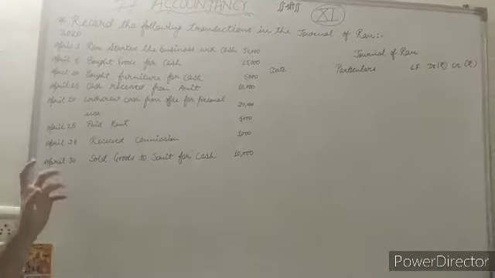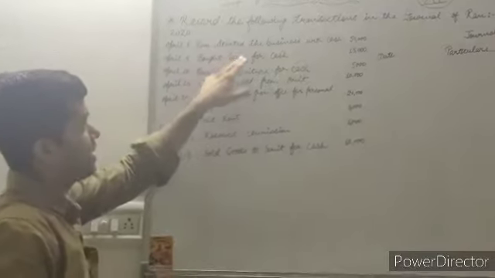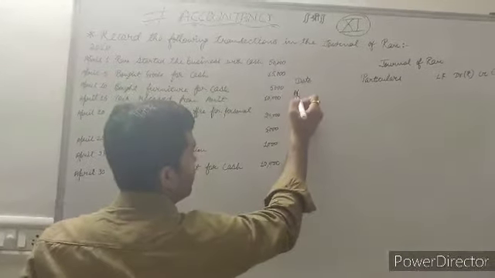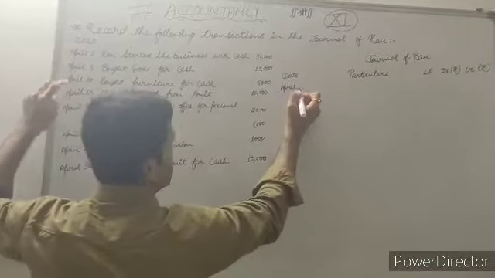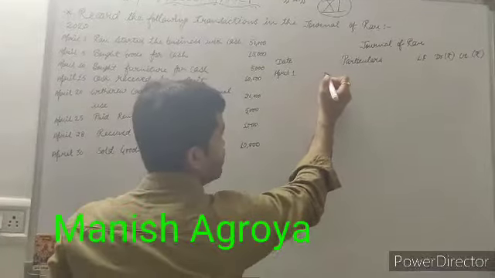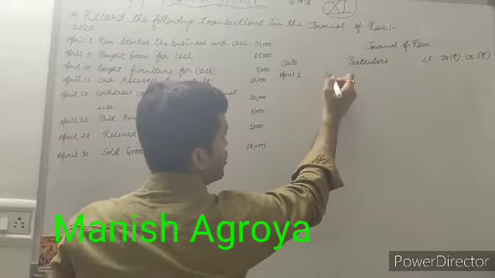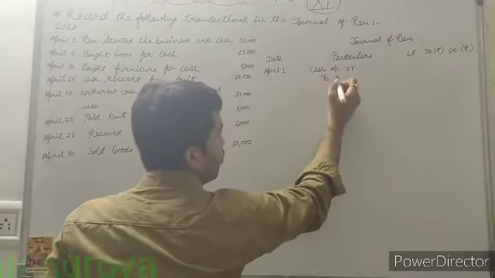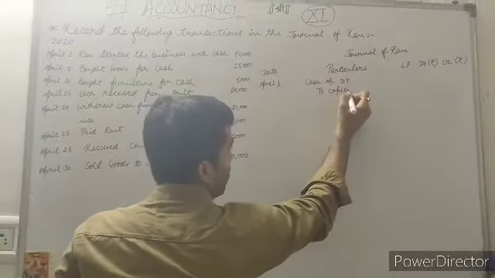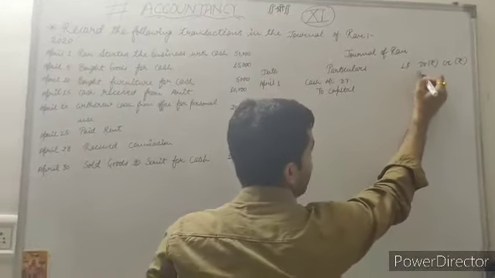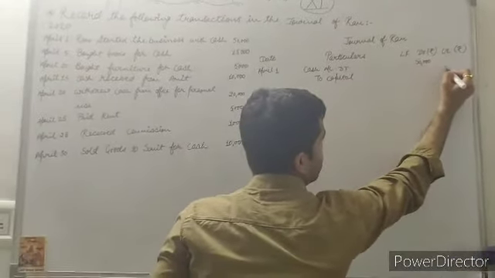Let's start with the first transaction. Ram started the business with cash 50,000 rupees. So first of all, we have to mention the date over here, April 1st, which is mentioned in the question. Now we have to do the journal entry. The journal entry of this transaction is cash account debit to capital, and the amount is 50,000 rupees. So we have to mention the 50,000 rupees in the debit side as well as in the credit side.